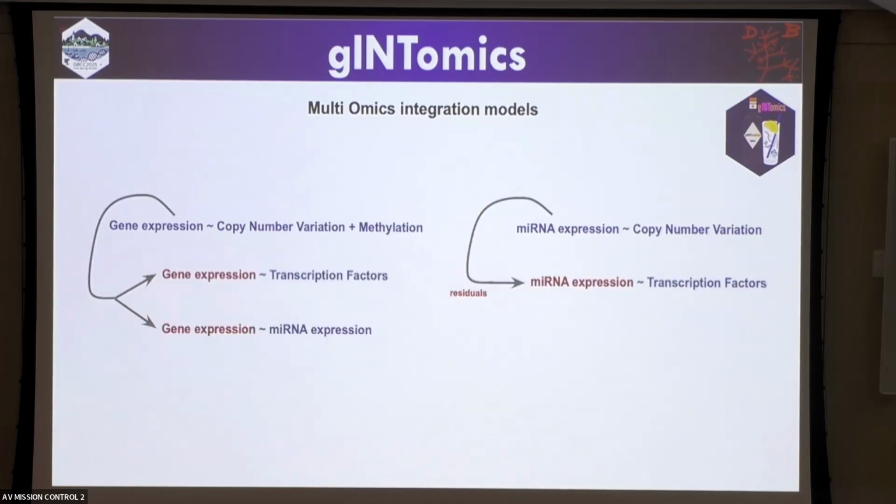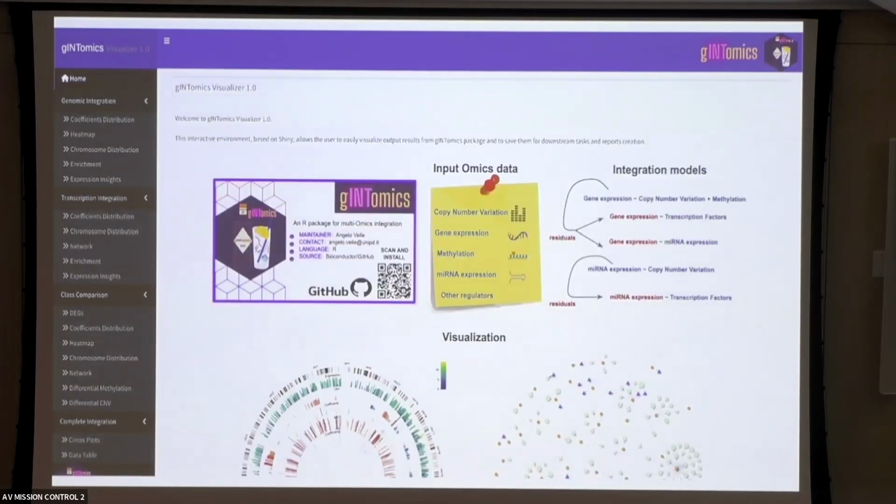Then we take the residuals of these models, which now represent the gene expression values where the effect of genomic alteration has been filtered out, and we use them for the transcription analysis with transcription factors and microRNA. So this is a screenshot of our Shiny app for the visualization.